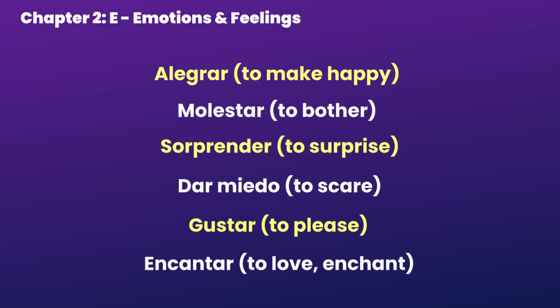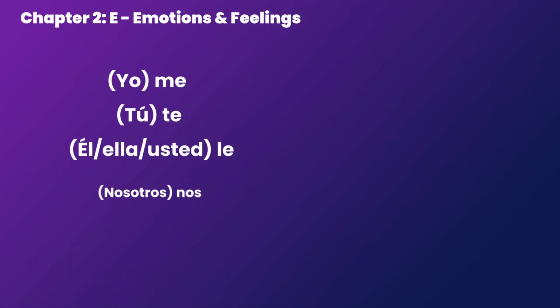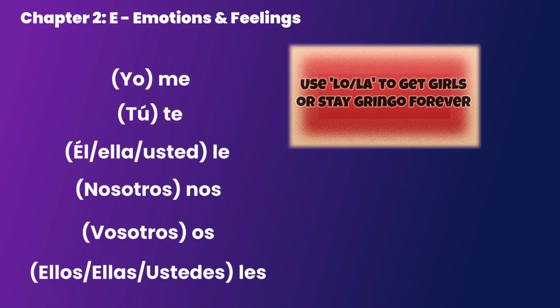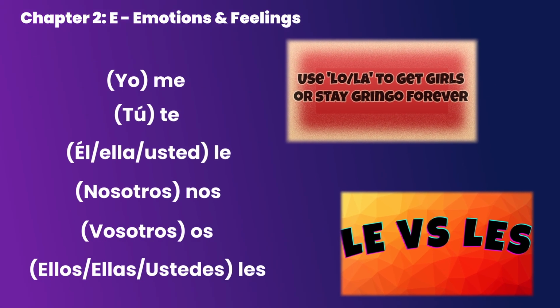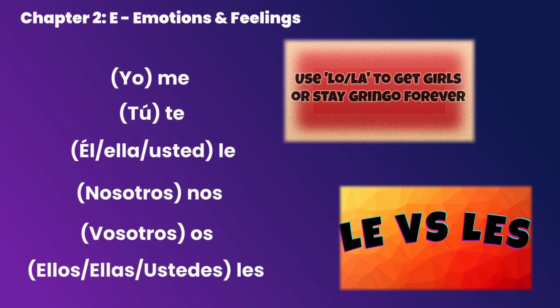These are the pronouns that are used to indicate to whom something is happening. These pronouns are me, te, le, nos, os, les. If you don't understand what I'm talking about right now, here are two videos that cover both direct and indirect object pronouns. That should make things clear. Now let's go over each verb and see how they work within the subjunctive structure.